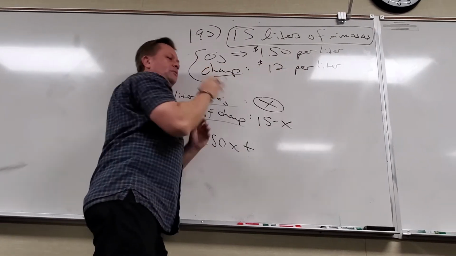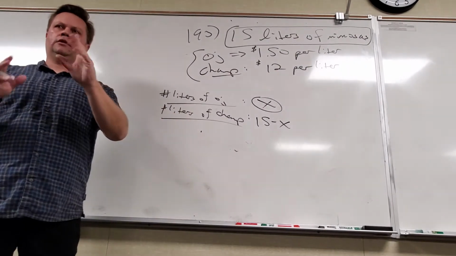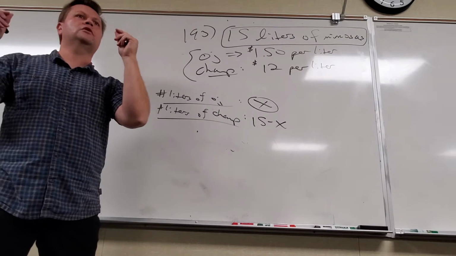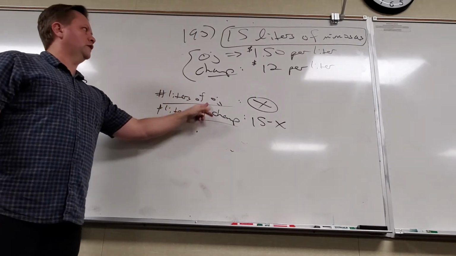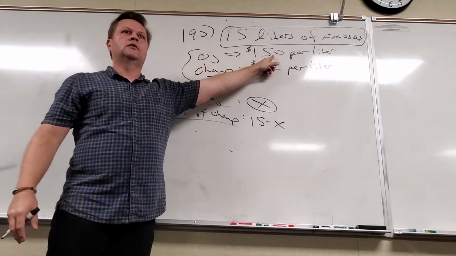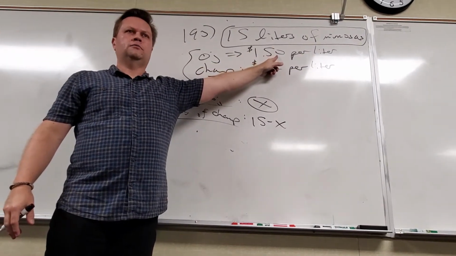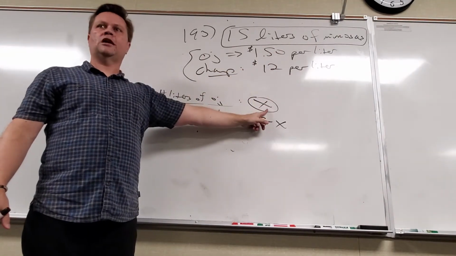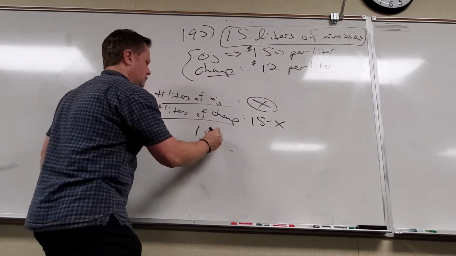Sorry. All right, let me stop for a second. You guys, let's try this again. You've got to get over the variables. I understand they're freaky, but just remember, they're just numbers. That's all they are. So if I knew I had 4 liters of OJ, how much is that going to cost me? 4 times $1.50, right? So how many liters of OJ do I have? X. So how much is that going to cost me? X times $1.50. So $1.50x.